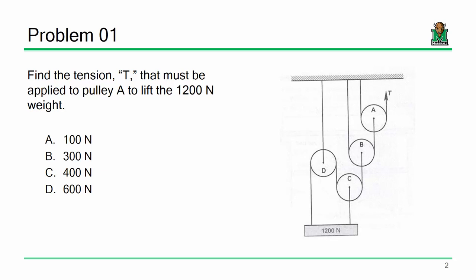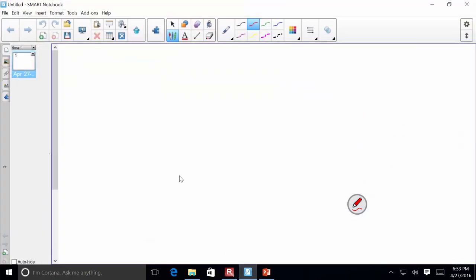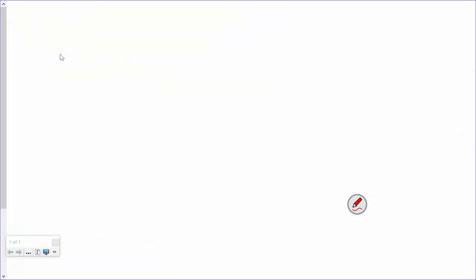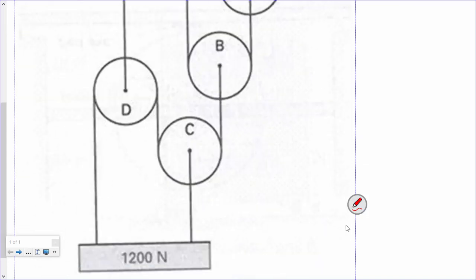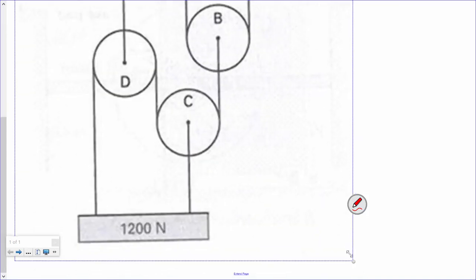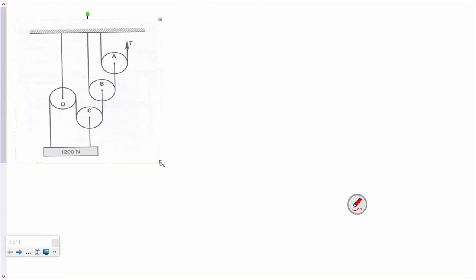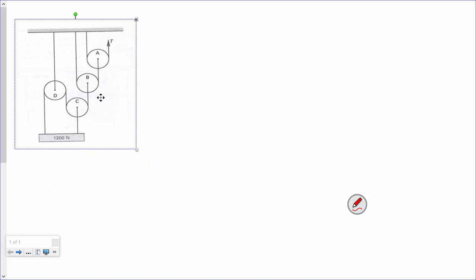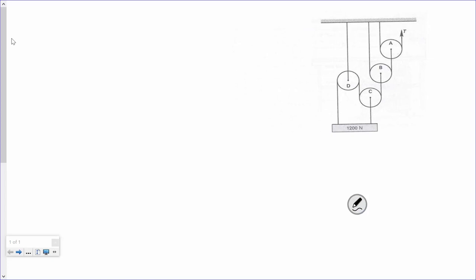So maybe I can do this on the slide. I hope this works. This doesn't like that. That is a big image. Scale that down a little bit. Okay, so here's our image, and let's see what we can do. So problem one.